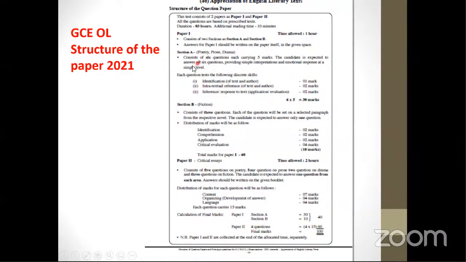You will get 5 marks for section A and 10 marks for section B. In paper 2 all questions carry 15 marks, and the distribution is mostly content 7 marks, organization 4 marks, language 4 marks. You see equal marks are divided between language and organization. There you get 8 marks together. So that is how you get 15 marks for essay type questions.